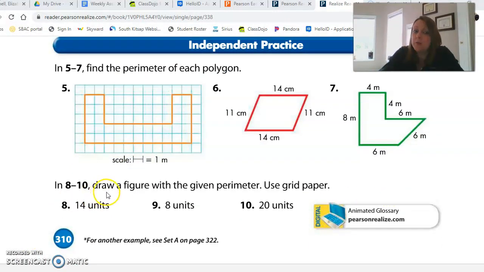Now these ones here say to draw a figure with the given perimeter. And I will put a link for some grid paper, so if you can print that out and practice drawing. But be careful when you're counting because it can be very, very hard. For instance, sometimes you just get carried away and you just keep drawing your shape. So you have to make sure that you are only counting, like for this one here, it would be 14 units. So just being very, very careful.